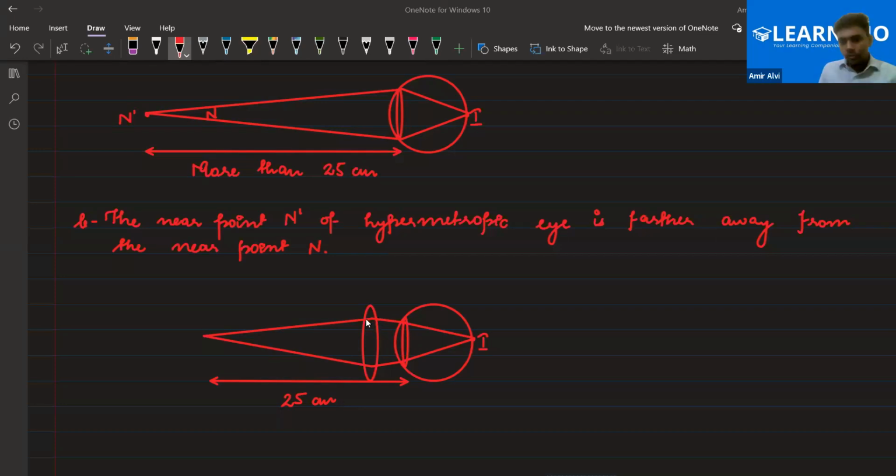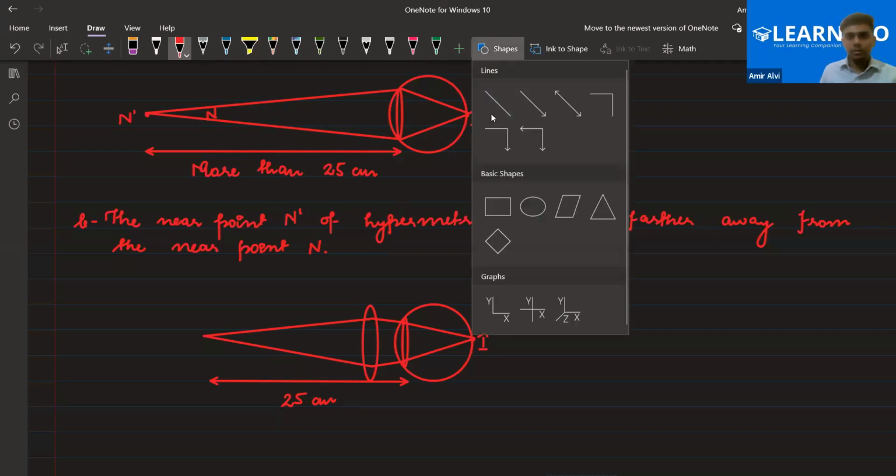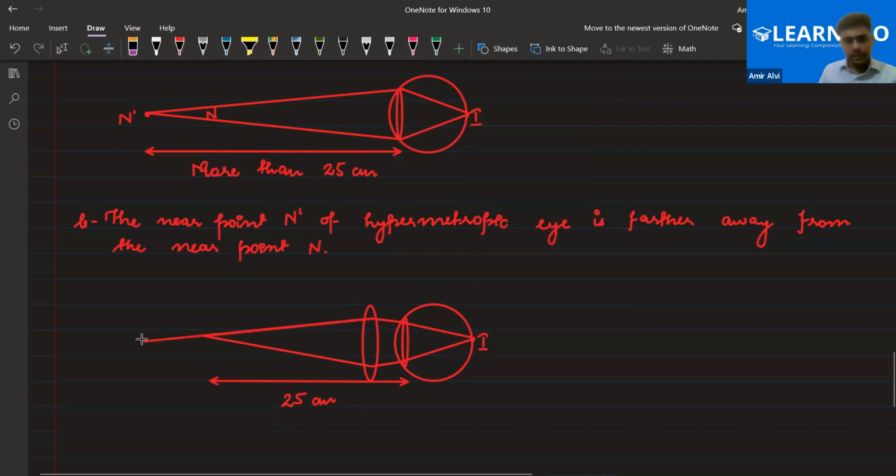If you basically extend these lines now in the backward direction, Shazil, the object will be converging at the actual near point of the human eye. This one.